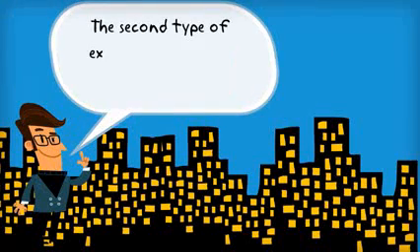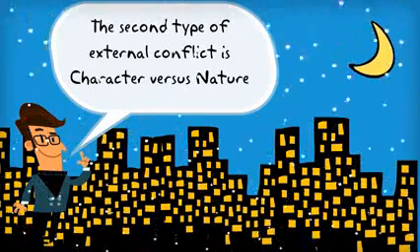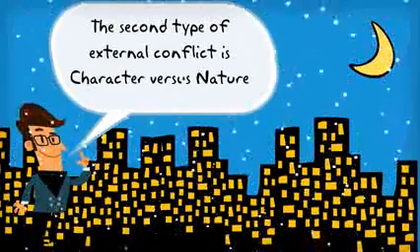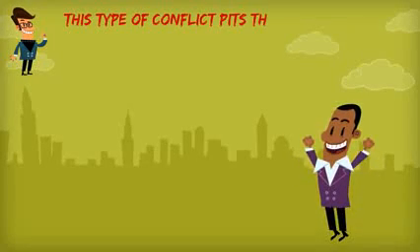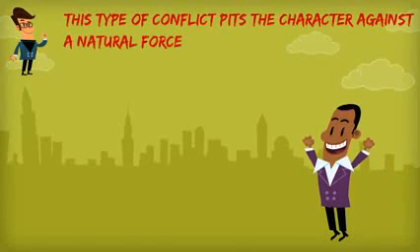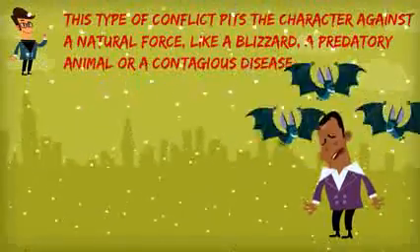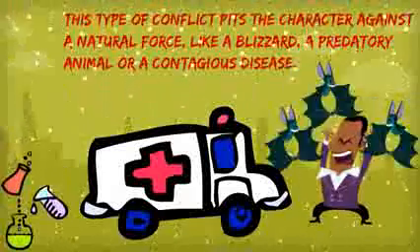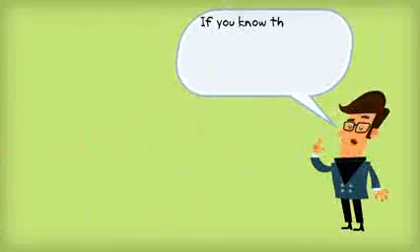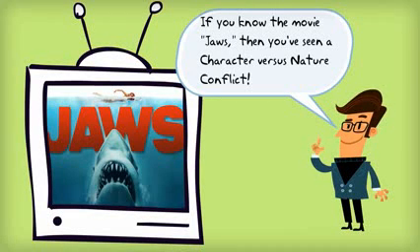The second type of external conflict is character versus nature. And I'm sure you can relate to this if you've ever dealt with a Syracuse winter. This type of conflict pits the character against a natural force, like a blizzard, a predatory animal, or a contagious disease. And hopefully, not all three at once, like what's happening to Mike here. If you know the movie Jaws, then you've definitely seen character versus nature conflict before.